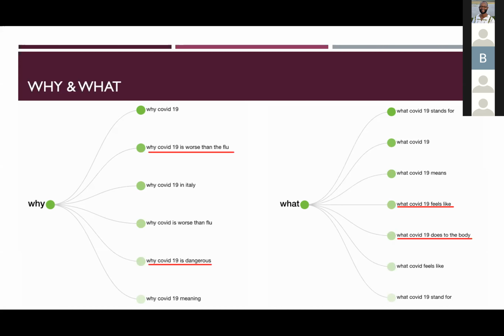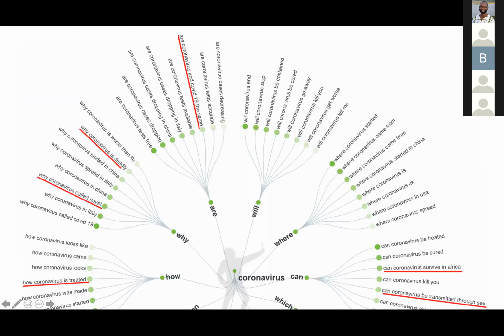Maybe resources should be allocated. It gives insight into what people actually are looking for out there. I went ahead and carried out a detailed analysis on the coronavirus as a keyword. And what you can see there is just a summary of almost everything that comes up.